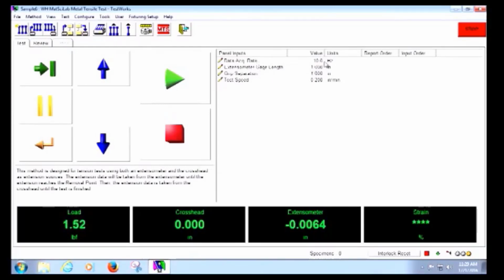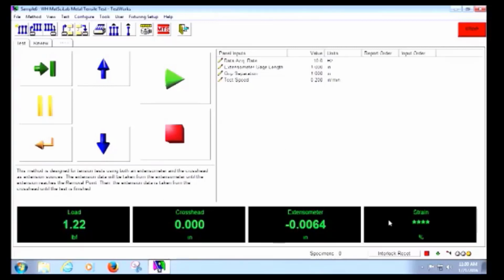So we're recording data at 10 Hertz. It recognizes that our extensometer has a gauge length of 1 inch. I've already set the grippers to have an initial separation of 4 inches, and we're going to run the test at 0.2 inches per minute.